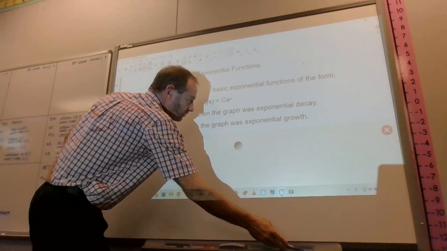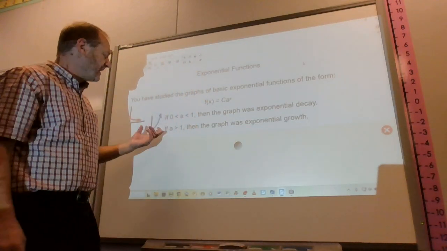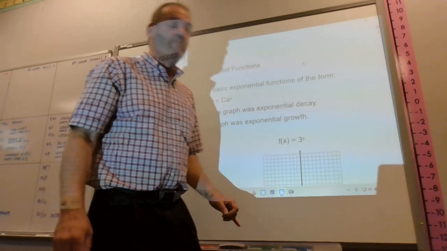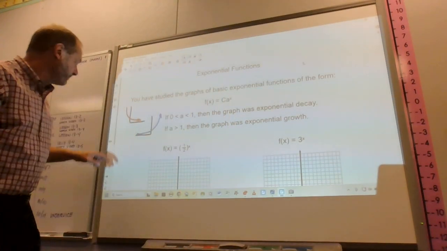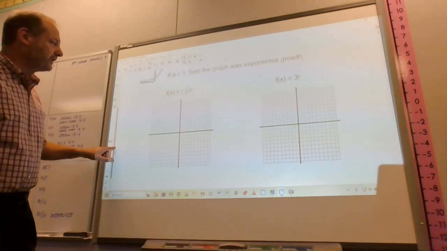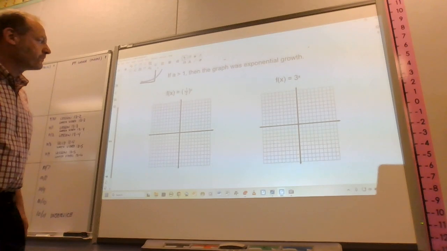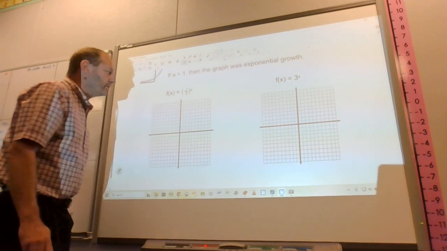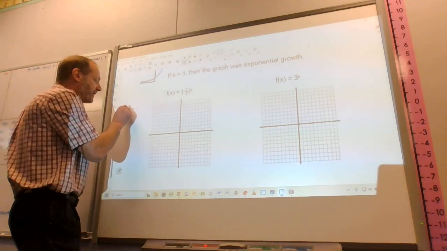Okay, that's exponential growth. Exponential growth is what you want your bank account to do. Exponential growth is what makes millionaires millionaires. Okay, so let's look at a couple of these equations here. f of x equals 1/2 to the x power. Okay, so we're just going to graph this using a little table.